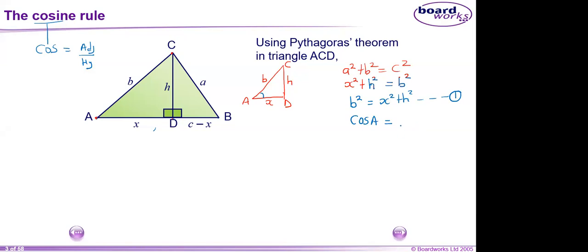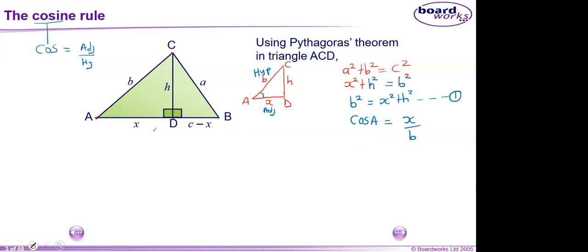Victor? It is X out of B. He's saying X out of B. Okay, X out of B, because this is your adjacent, and this is our hypotenuse. Very good.